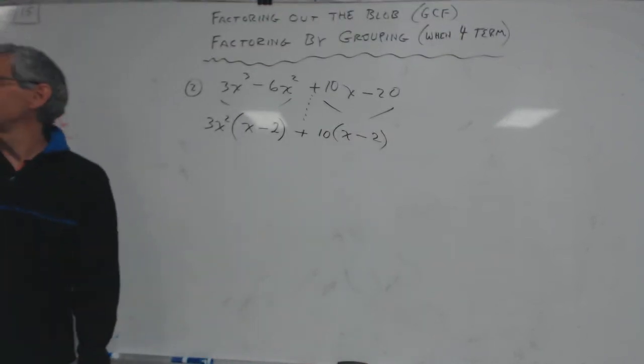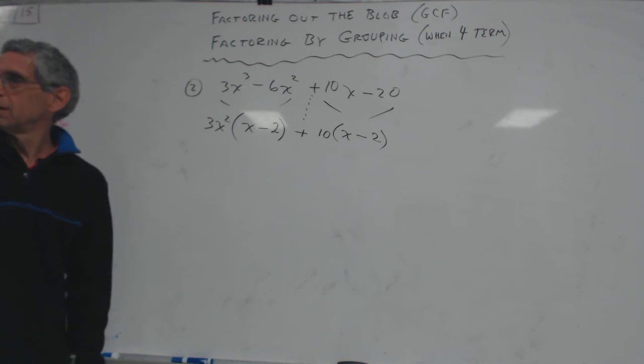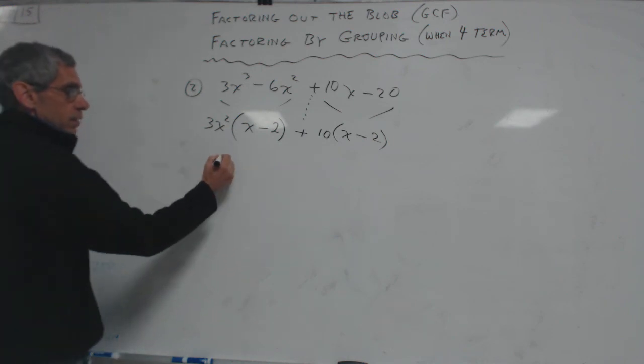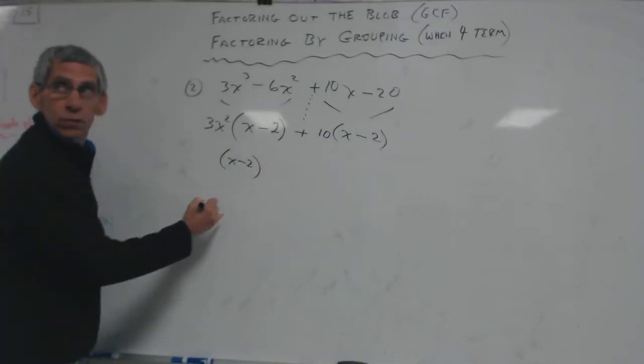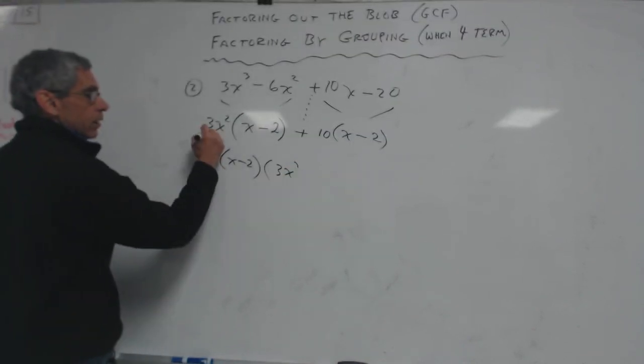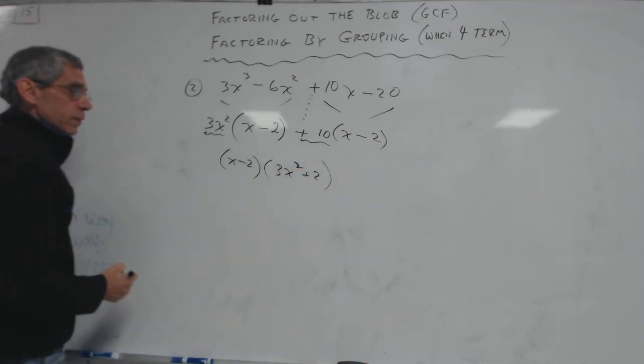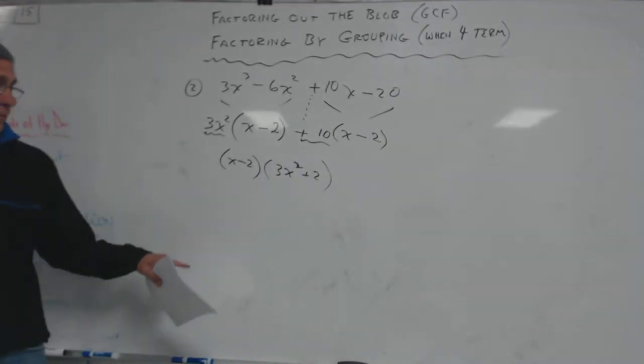So really quickly, we got to finish this. Anna, fast. You'll have parentheses x minus 2. So we're going to do x minus 2, parentheses, 3x squared plus 10. Right? And so we are done.